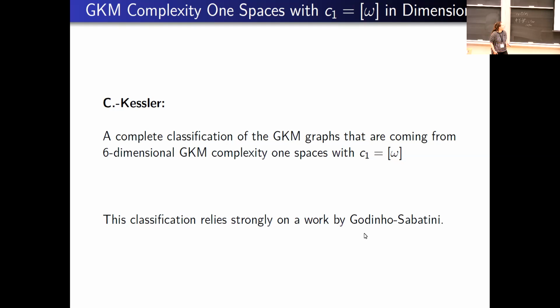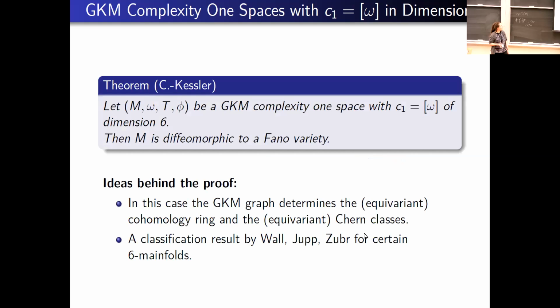This classification result relies strongly on the work of Godinho and Sabatini, because they gave us results so that actually this classification result is a computer proof. So we proved this with the computer, based on Godinho's and Sabatini's work. And as a result of this classification, whenever you have a GKM complexity 1 space such that the first Chern class is equal to the class given by the symplectic form, then the manifold is again diffeomorphic to a Fano variety.